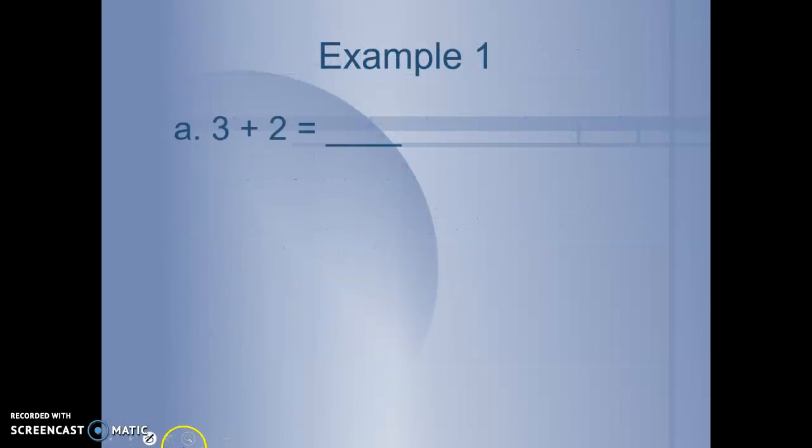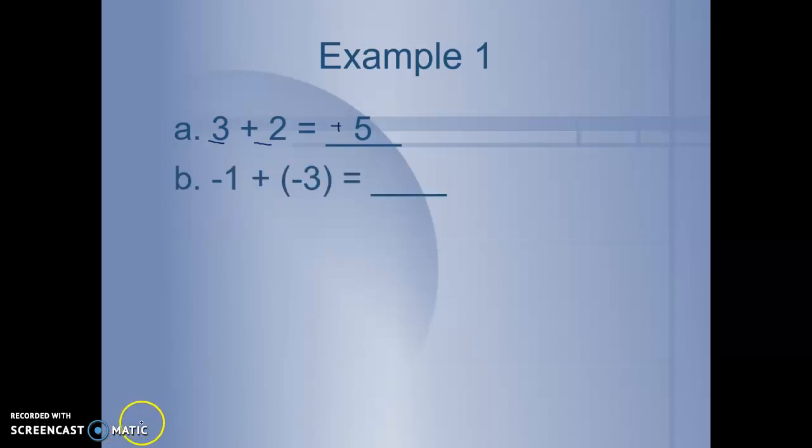3 plus 2, well, these both have an absolute value of 3 and 2. So when we add the absolute values of 3 and 2, we get 5. And both of our addends are positive, so our final answer is positive. Now, we don't have to write the positive symbol. It's implied unless we state otherwise.